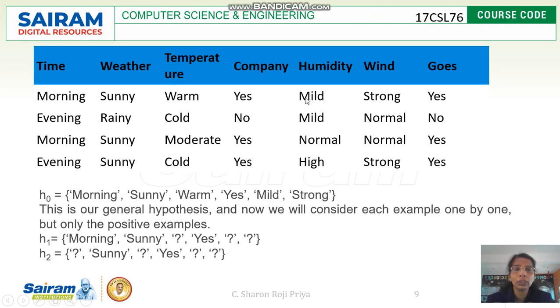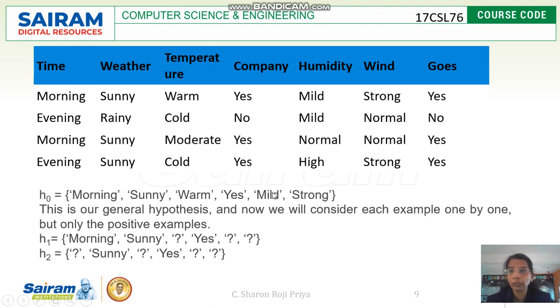If you check, out of these 4 instances, only 3 are positive examples and 1 is negative. I'll be considering only the positive and discarding the negative. So initially my hypothesis will be my general hypothesis. I have taken my first positive example and written it as it is: morning, sunny, warm, yes, mild and strong.